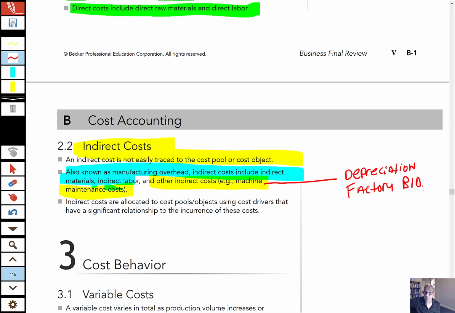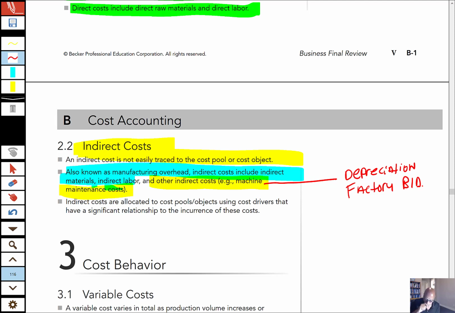That depreciation is going to be a selling and administrative cost, while the depreciation on the factory building is going to be a product cost, and go to work in process, to finished goods, and then finally on the income statement, cost of goods sold. Whereas selling and administrative building depreciation is going to go straight to the income statement as an administrative cost.